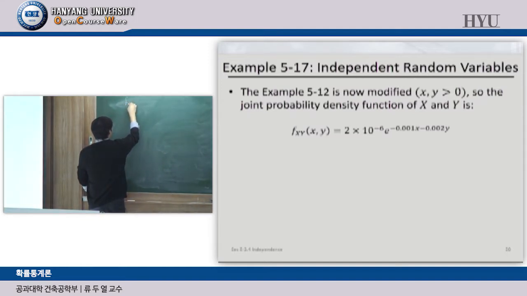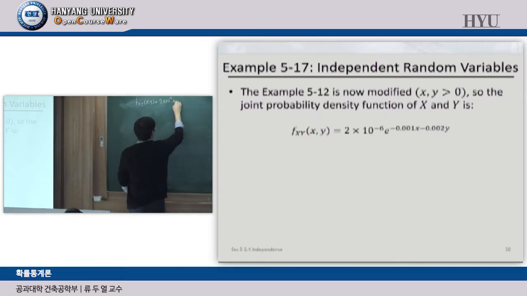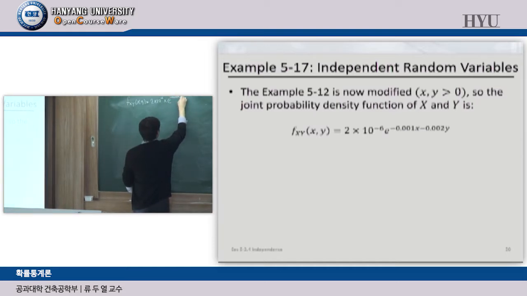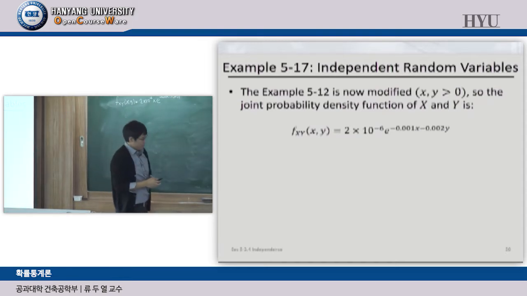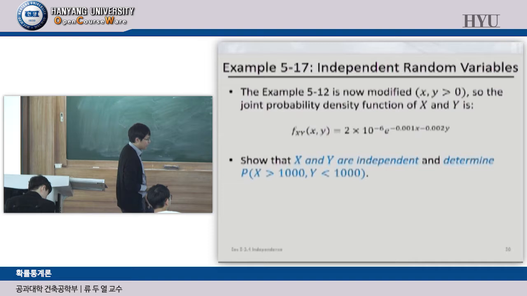The joint probability density function is now modified to 2 times 10 to the minus 6 power times exponential minus 0.001x minus 0.002y, okay? And in this question, show that x and y are independent. That is the first question. And then determine the probability of x when x is larger than 1000 and y is smaller than 1000. Okay? These are two questions.